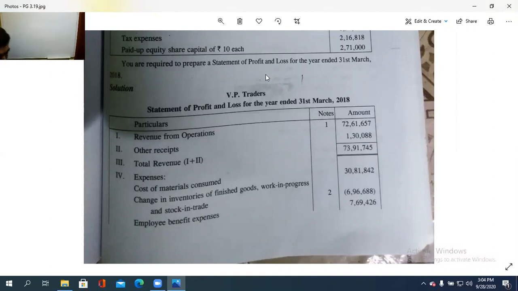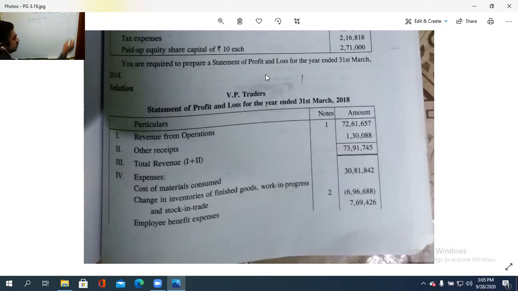So here, from this, we are going to prepare a statement of profit and loss. The notes to this one, there are notes and amount, 2 columns. Here are the working notes, where the page numbers are. So first of all, revenue from operation.